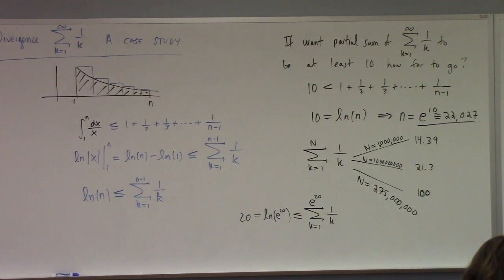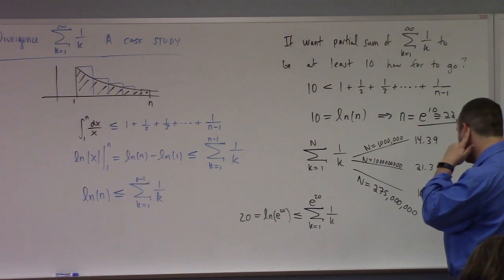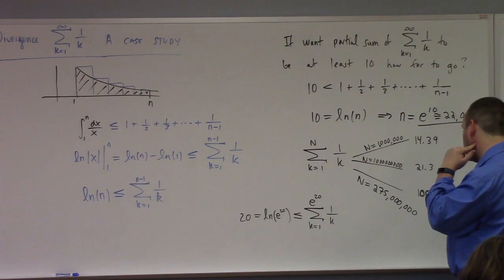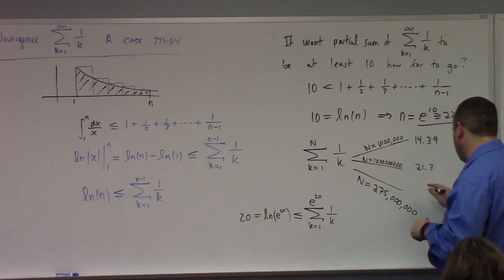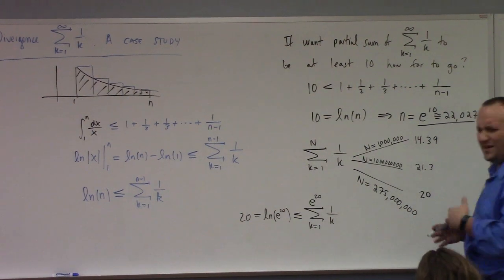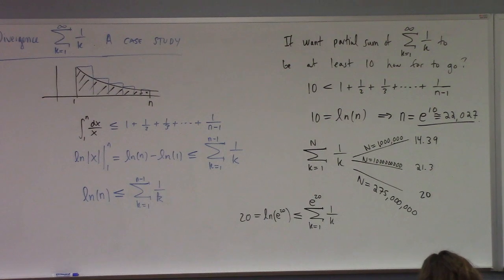Yep. Well, 1 billion is 1,000 million. Did I miss a zero? Oh, yeah, I'm sorry, I see what you got. You guys are right. I copied something down wrong.